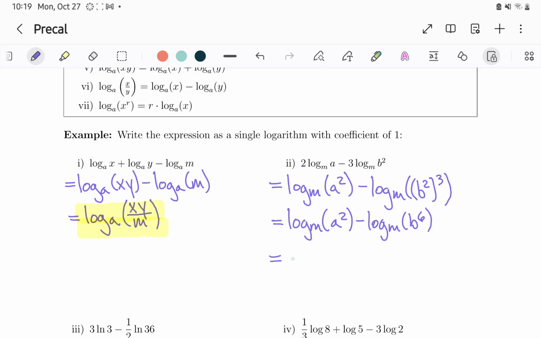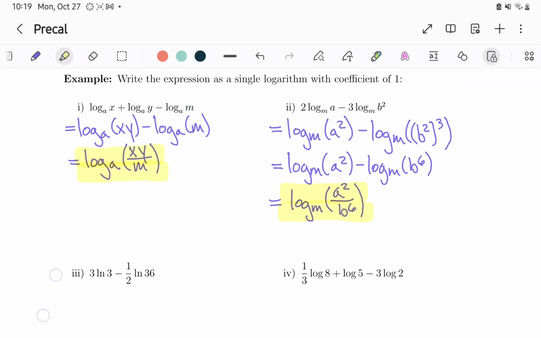And then now we can use the quotient property to say that this is equal to log base m of a squared over b to the 6. And again, now that we have the expression written as a single logarithm with a coefficient of 1, we are done. All right.